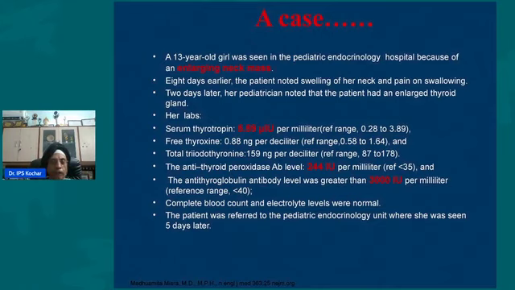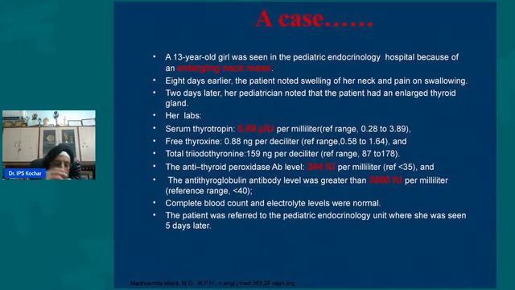Two days later, her pediatrician noted an enlarged thyroid gland and said you have to get some lab tests done. Lab tests showed TSH was 5.59, the normal range is 0.28 to 3.89. Free thyroxine, FT4, was 0.8 nanogram, the reference being normal. FT3 is within range, 87 to 178. The anti-thyroid antibodies are positive at 244, and the anti-thyroglobulin antibody level is greater than 3000.